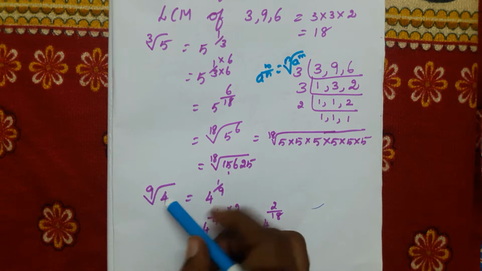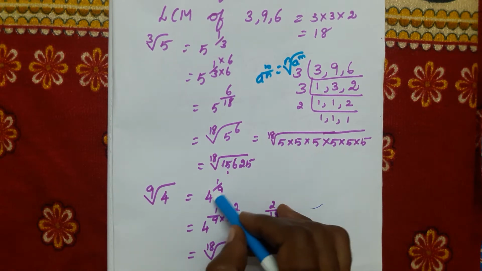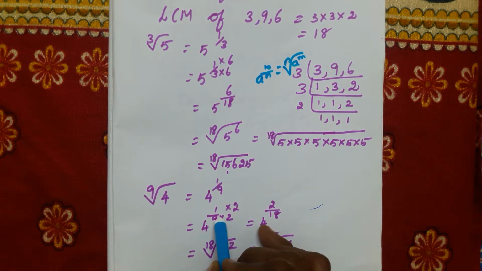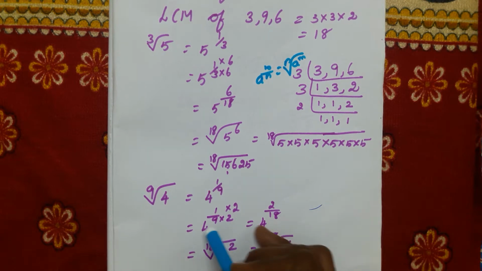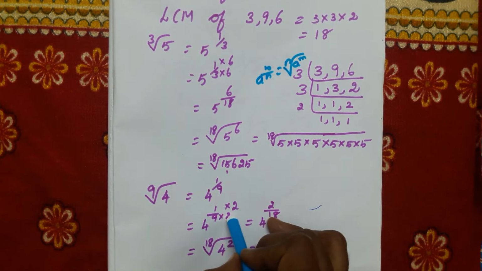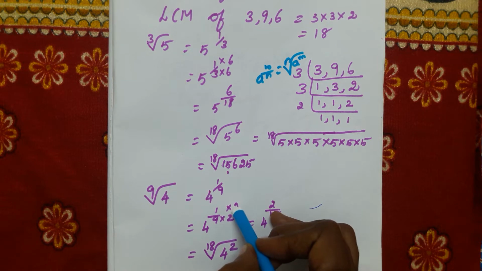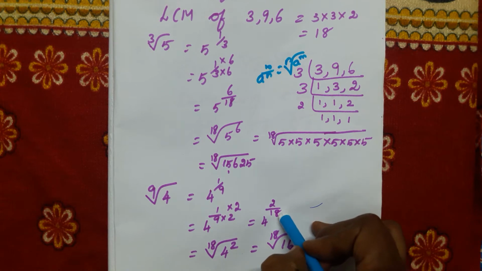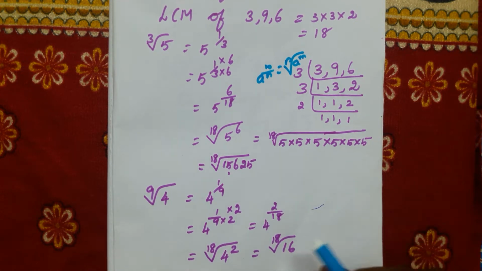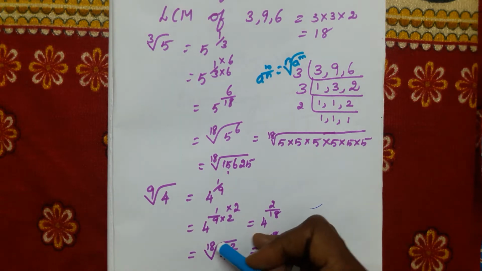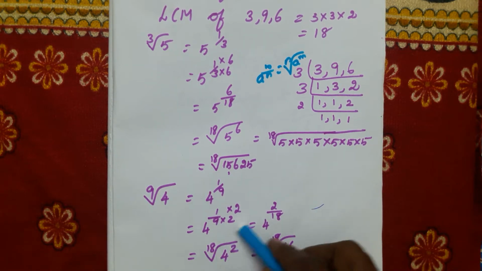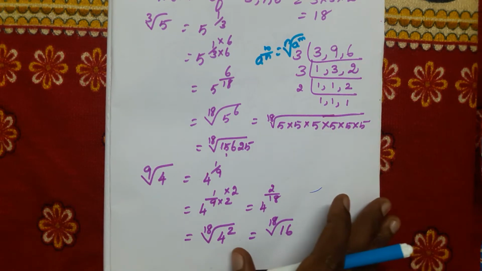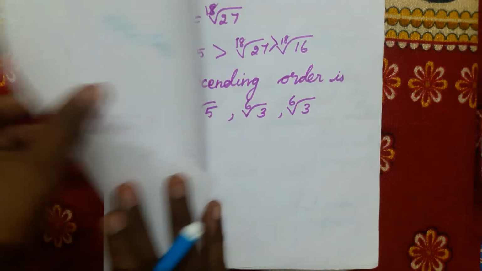9th root of 4. 9th root of 4 is equal to 4 power 1 by 9. Which number multiply means 9 converts to 18? 2. So we have to multiply the numerator and denominator of the power by 2. So 1 2 is 2, 9 2s are 18. So 4 power 2 by 18. Now this we can write as 18th root of 4 square. 4 square is equal to 16. 18th root of 16.